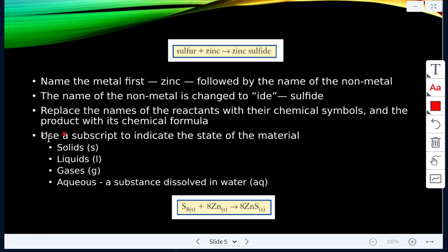The last thing here are the subscripts to indicate the state of the substance. Here we can see there's an s, s, and s as subscripts in brackets. The s represents solid. The l we talked about represented liquid. If there's a lowercase g, it represents gas. And lastly, if you see aq in brackets, that represents aqueous. Aqueous means it's a substance dissolved in water.